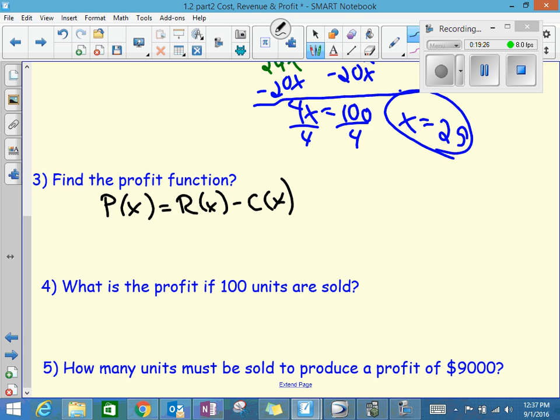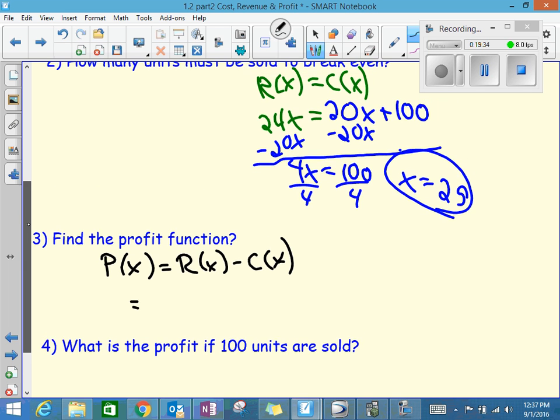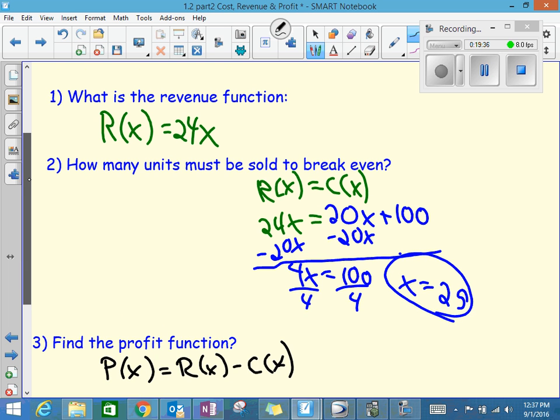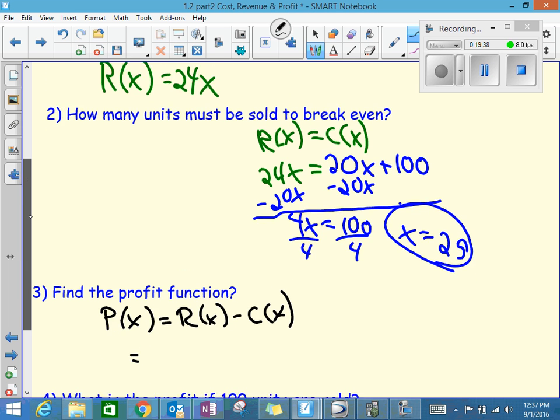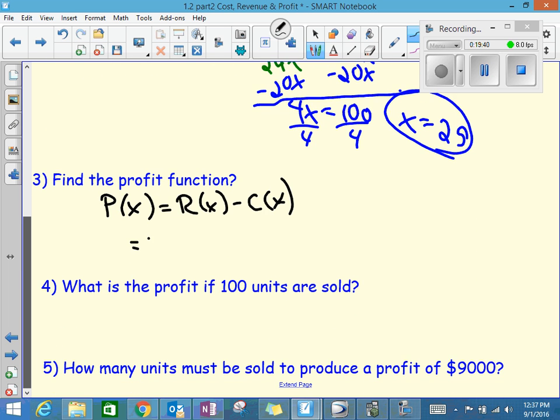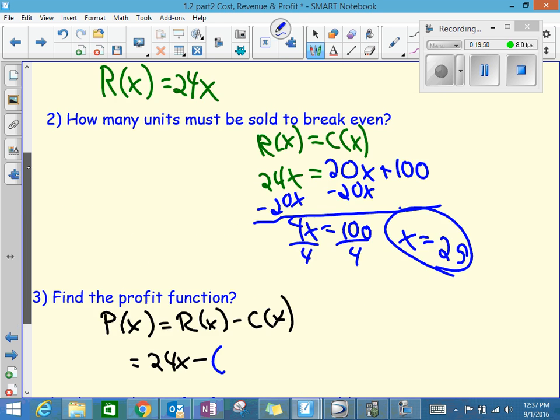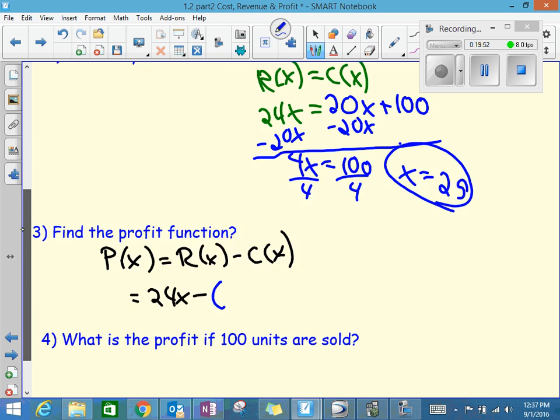Now, be careful about this. Use parentheses, because this is the biggest mistake people probably make on this test, is giving me a profit function. It's not super complicated, but you have to be careful. So our revenue function is 24x minus our cost function, which was, what, 20x plus 100.